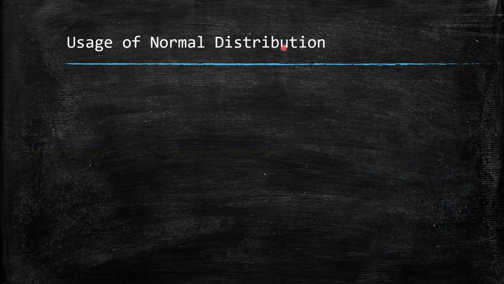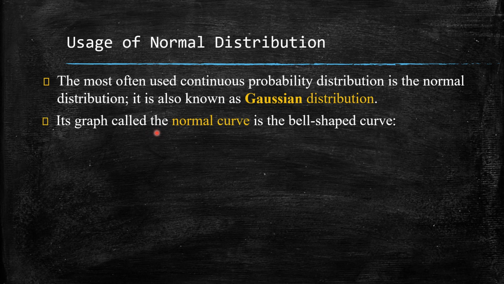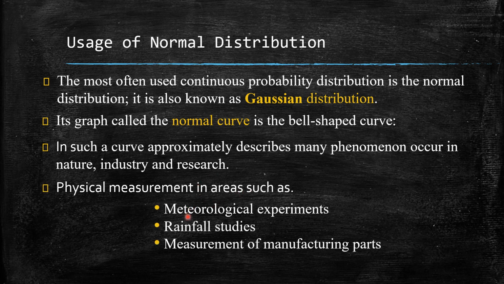Usage of normal distribution. This is the most often used continuous probability distribution, and it is also known as the Gaussian distribution. As you know, the graph of this PDF is a bell-shaped curve, known as the normal curve, and this curve approximately describes many phenomena that occur in nature, industry and research. Physical measurements in areas such as meteorological experiments, rainfall studies, and measurement of manufactured parts. So we widely use the normal distribution in all such areas.